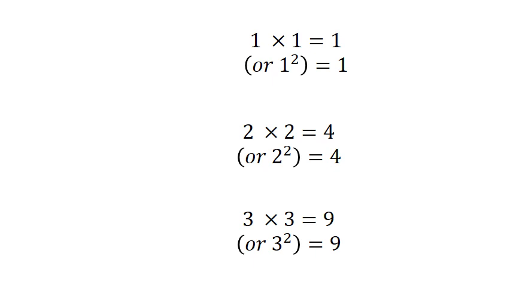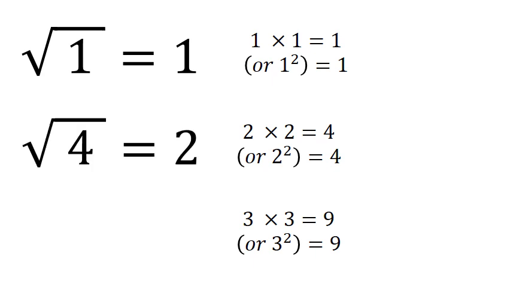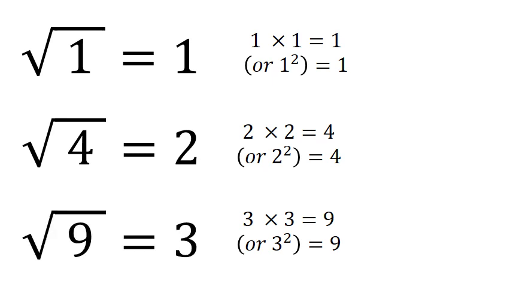Now observe these equalities. 1 times 1 equal 1. So simply radical of 1 is 1. 2 times 2 equal 4. We have done it before, so radical 4 equal 2. By the same way, 3 squared equal 9, or 3 times 3 equal 9. So radical 9 is 3.